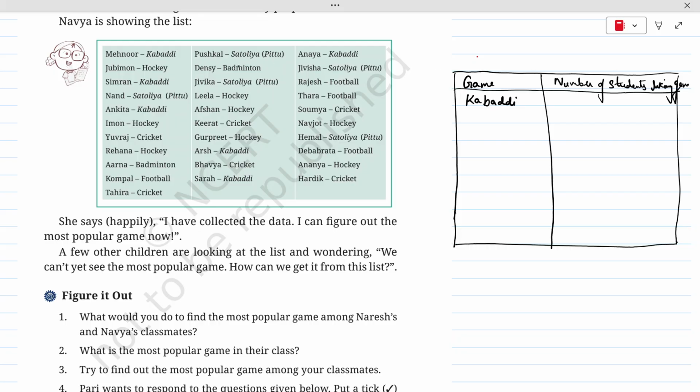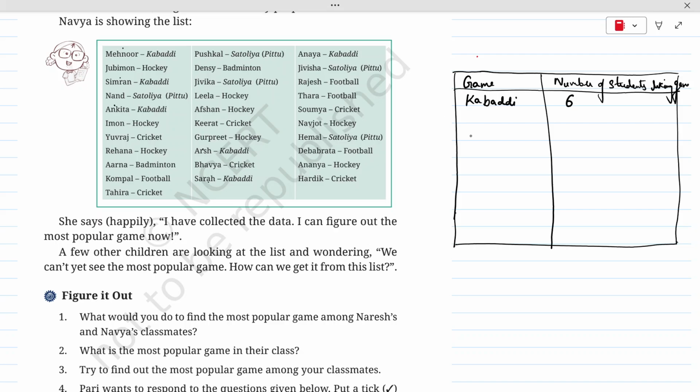So this is the first game, kabaddi. Along with this game, I am marking the number of people who like kabaddi here. So Mehnur is 1, Simran is 2, Ankita is 3. Then we have nobody here in this list. We have Arsh 4, Sara 5, Ananya 6. So the number of students who like kabaddi is 6 here.